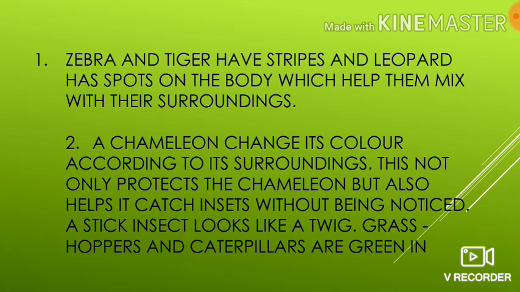Next, a chameleon changes its color according to its surroundings. This not only protects the chameleon but also helps it catch insects without being noticed. And a stick insect looks like a twig. Next, grasshoppers and caterpillars are green in color, so they are difficult to notice.